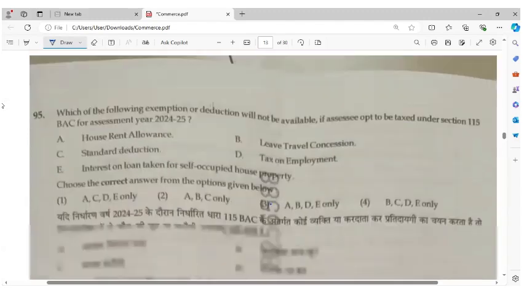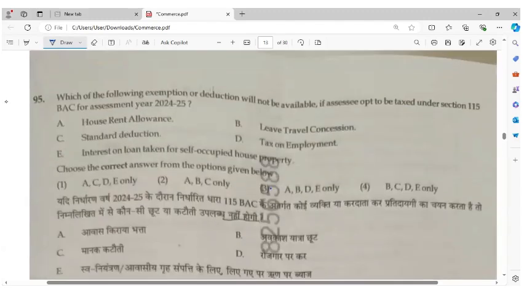Now the next question, 95: which of the following exemptions or deductions will not be available if the assessee opts to be taxed under Section 115BAC for the assessment year 24-25? So who will not get an exemption or deduction? It's not available to the assessee who opts for this. And what is 115BAC? It is the new tax regime. So they will not get a deduction under house rent allowance.